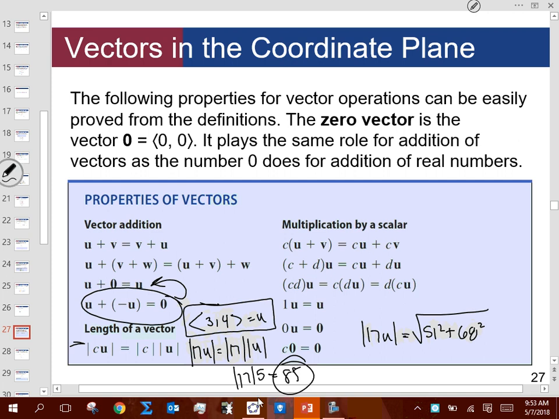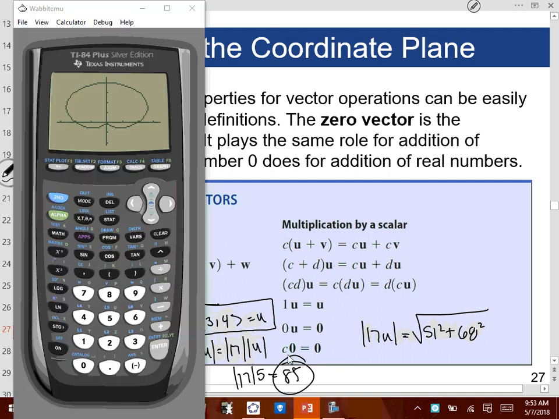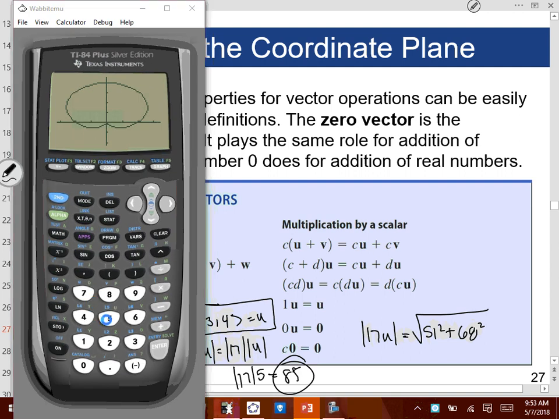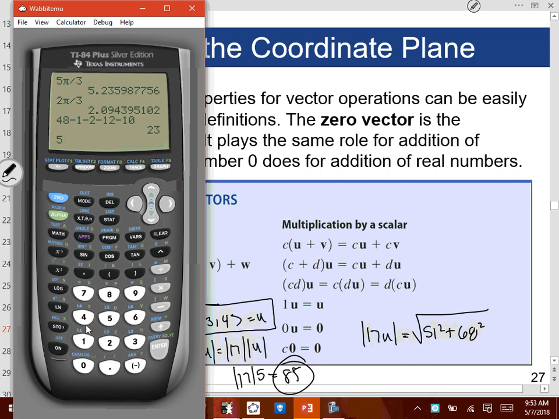But if I take this over here, 51 squared plus 68 squared gives me that number right there. Take that and raise it to the 1/2 power. Gives me 85. Okay.